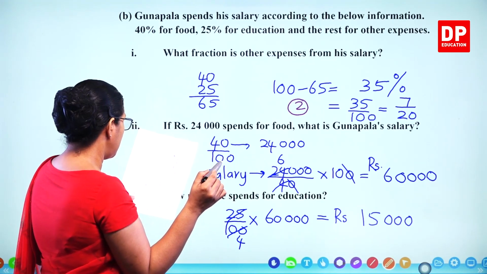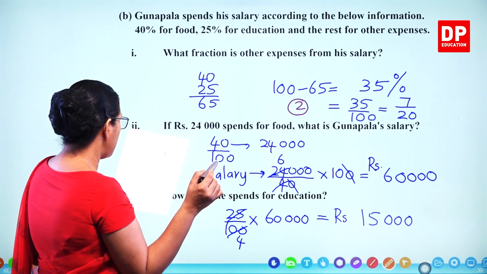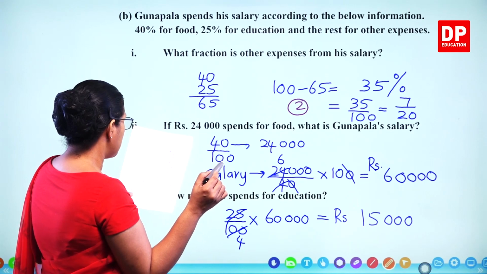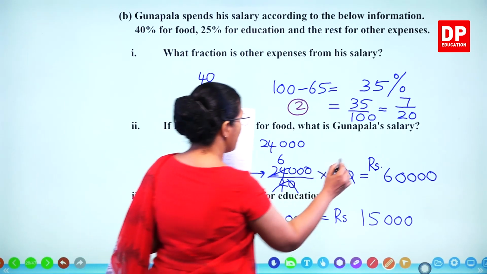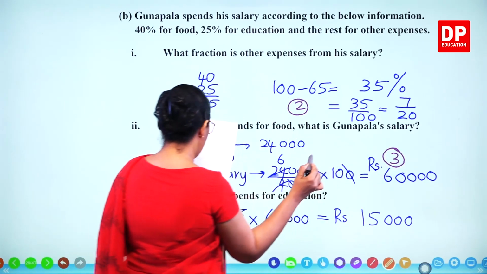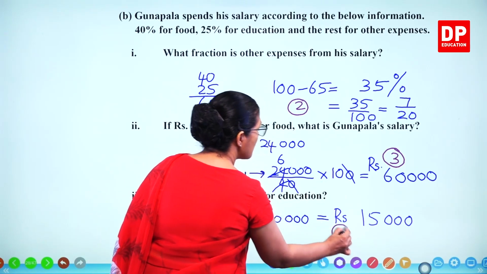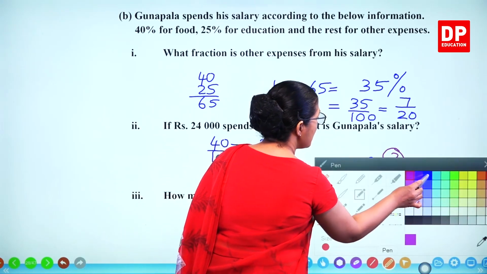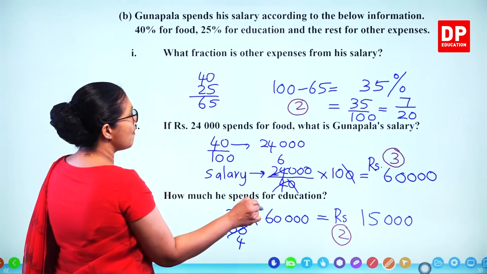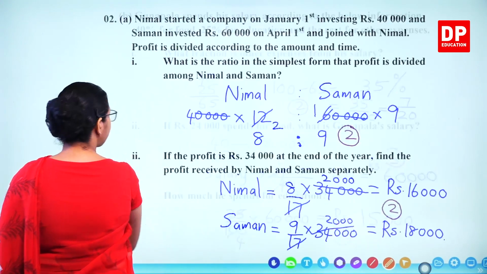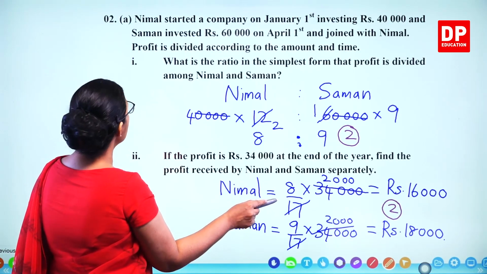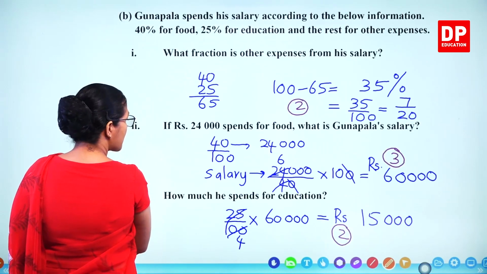And what's the answer here? You get 60,000, 3 marks, and 15,000, 2 marks. So let's see whether we gave 11 marks. 5, 7, 7 plus 4, 11 marks.